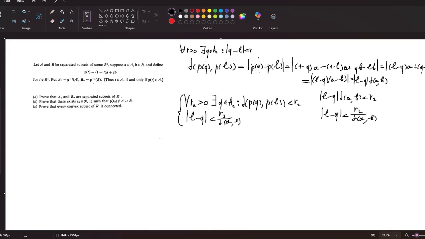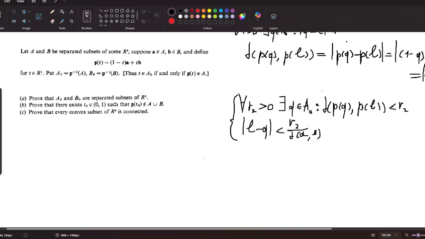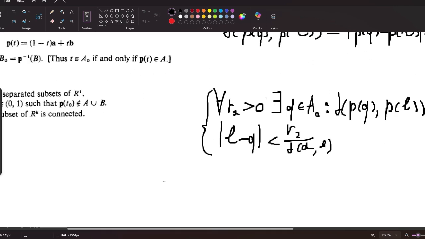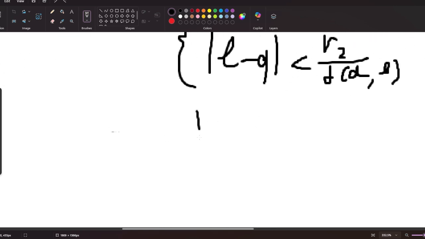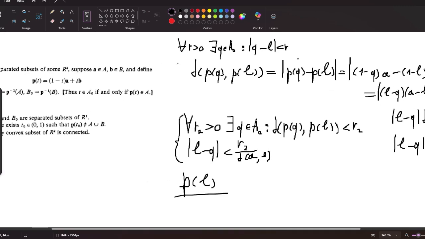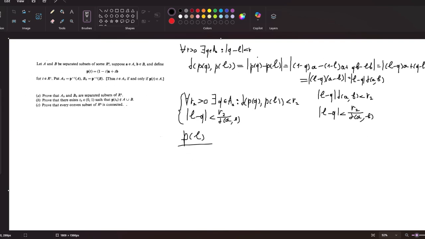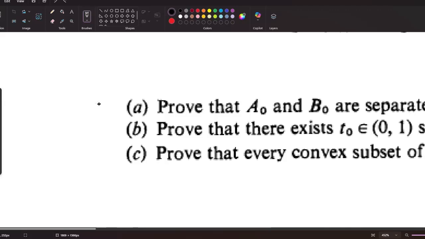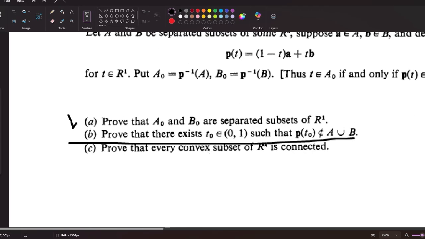Now, if we look into that, we precisely got a limit point, so P of L is a limit point of A. Now, if L was a limit point of A0 and B0, then P of L would be a limit point of A and B, which would be a contradiction, because A and B are separated. So the first one is done. Let's go to the next one.